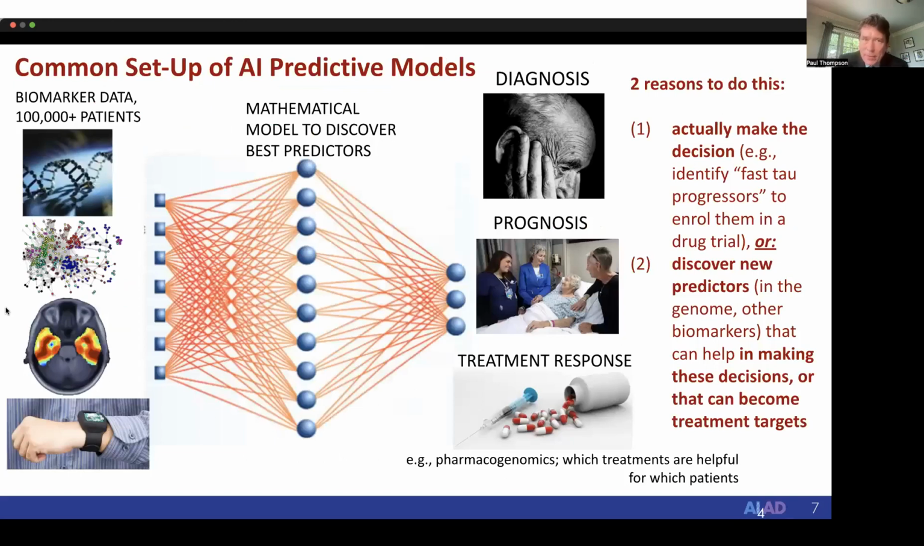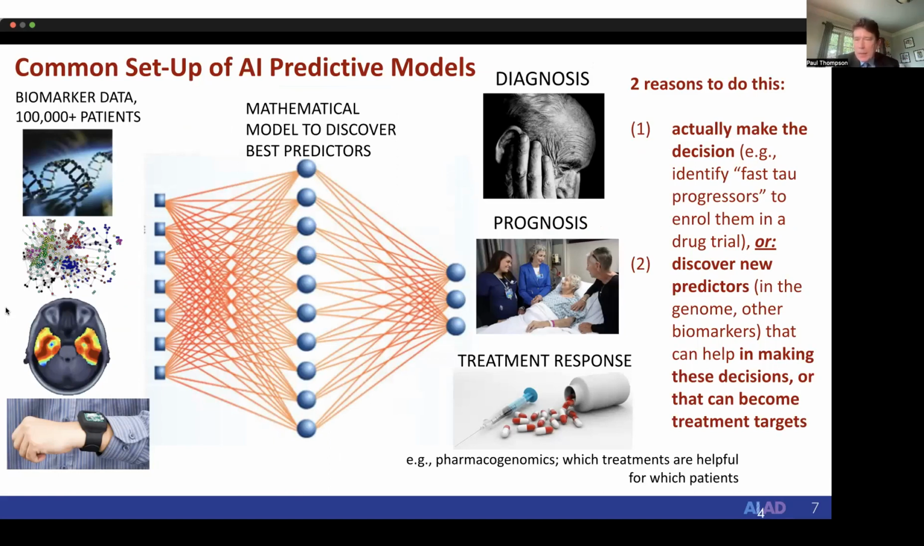So a common setup of AI models is to take a large array of predictors, here genomic data, omic data, maybe blood markers, imaging, and even real-time data, to make a decision, either prognosis or diagnosis or treatment response. And there are two reasons to do this.